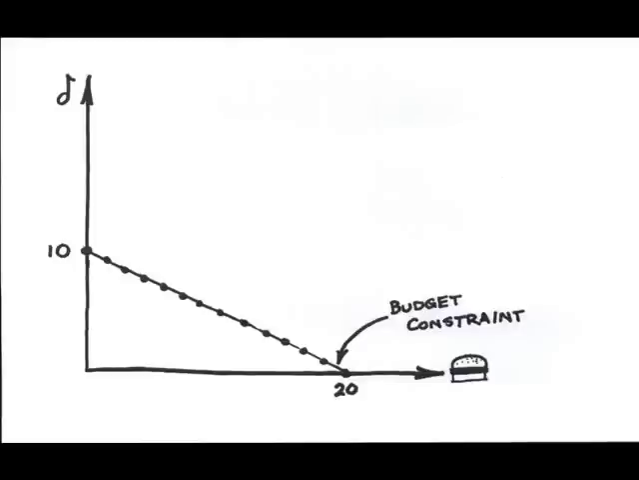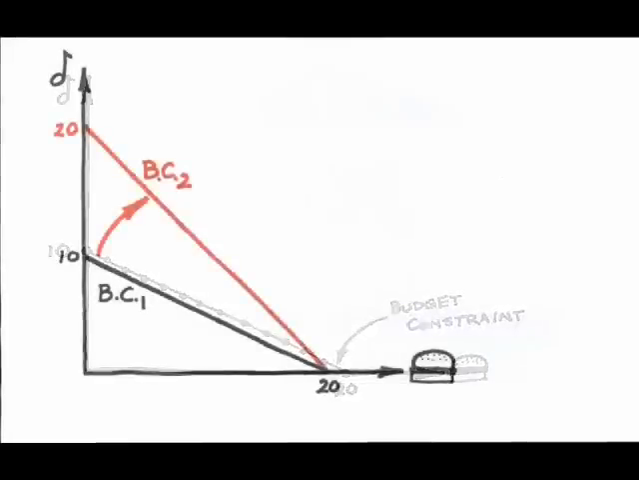The maximum number of meals is still 20, but now instead of only 10 CDs, you're capable of buying 20 CDs. The outward rotation of the budget line, along the y-axis in this case, reflects the increased buying power of your money. You're now capable of consuming more.